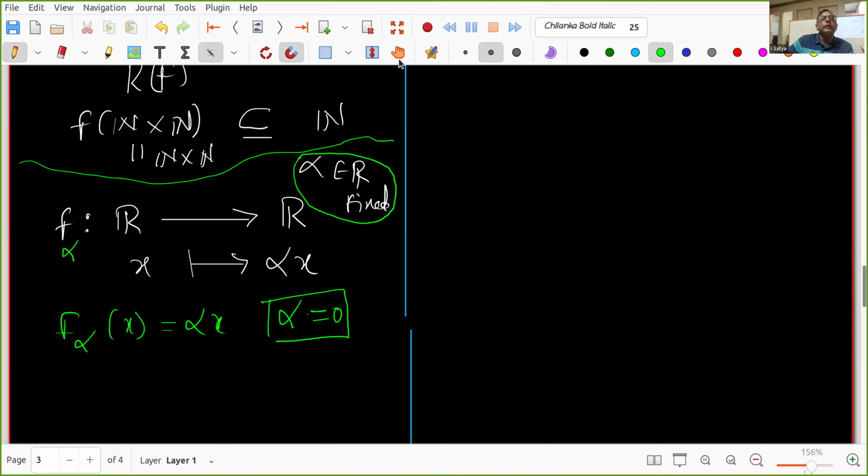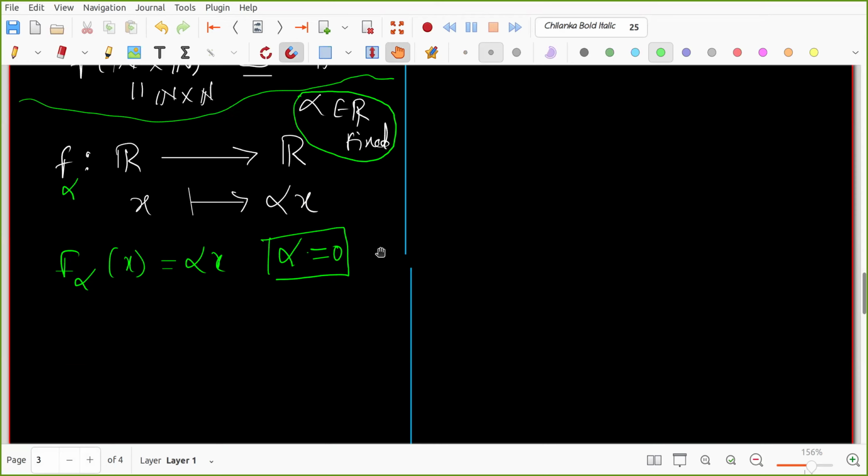Tell me something about that. Sir, if alpha is 0, in that case, for any x which we are taking from the real numbers, its image will be 0 only. Even if I take 1, 2, 3, 4, all of them will have image 0. From that, what do you conclude?